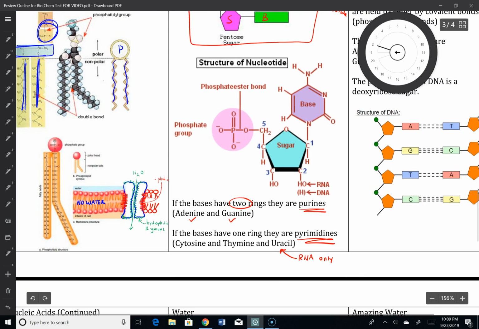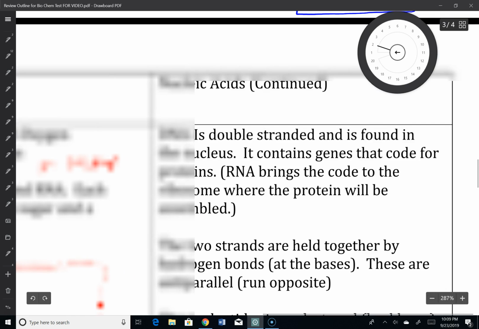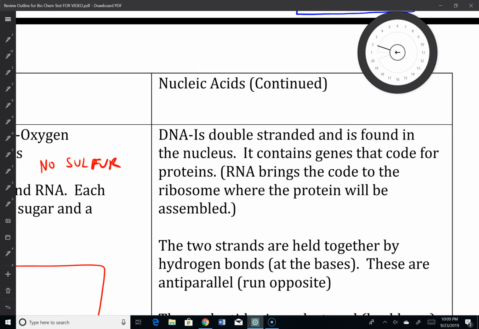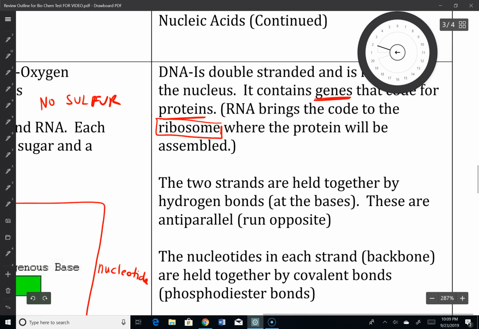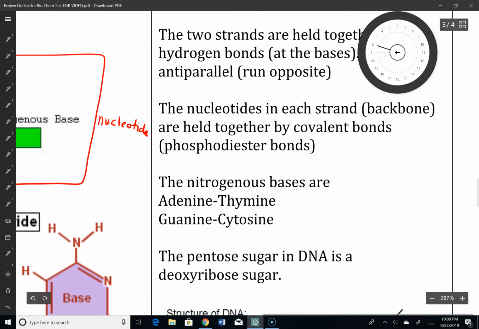And when you talk about DNA or nucleic acids, let's see what we got. DNA is double-stranded. It's found in the nucleus. It's got the genes that are going to code for the proteins, all once again at the ribosome. The 2 strands are held together by hydrogen bonds, of course. I mean, really, right? We love talking about hydrogen bonds. And they run anti-parallel. The nucleotides have a backbone, which is going to be your phosphate group, sugar, phosphate, sugar, phosphate, sugar. And it is the bases that come off the sugar.